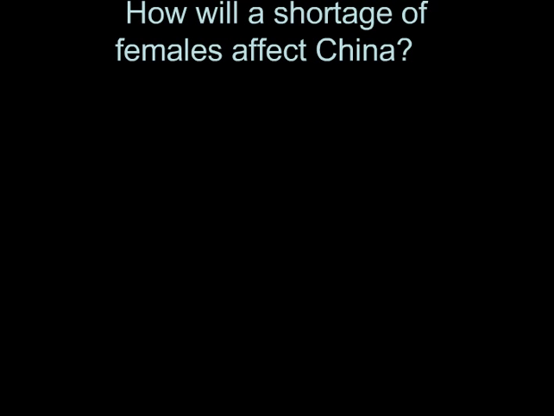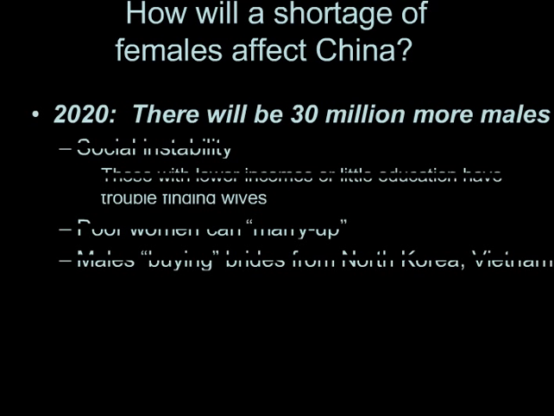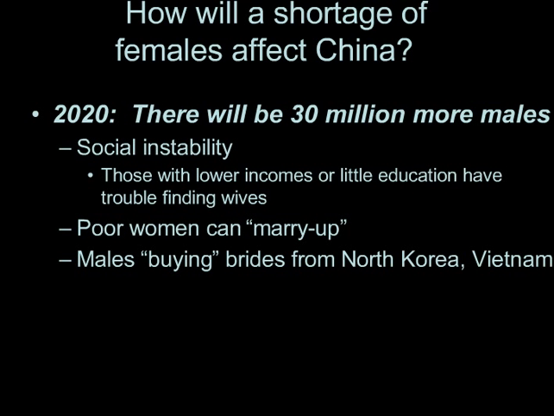Issues in China. How will a shortage of females affect China? By 2020, there will be 30 million more males. Social instability for sure. Those with lower incomes or little skill sets, education, are going to have difficulty finding wives. And so you're going to have a lot of males who are unemployed, who are at the bottom edge of the spectrum. That many would say could be appetite for some violence.